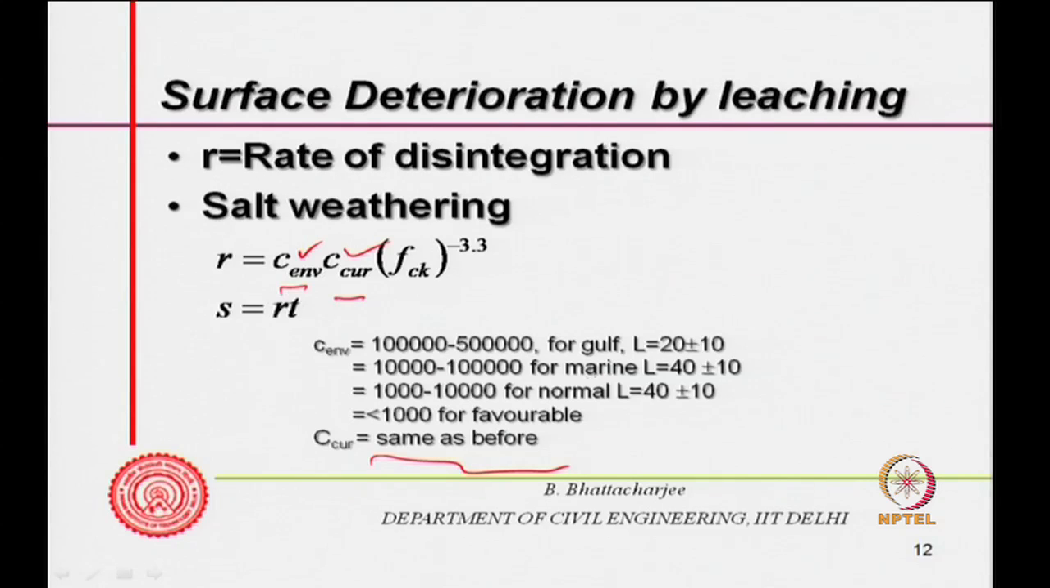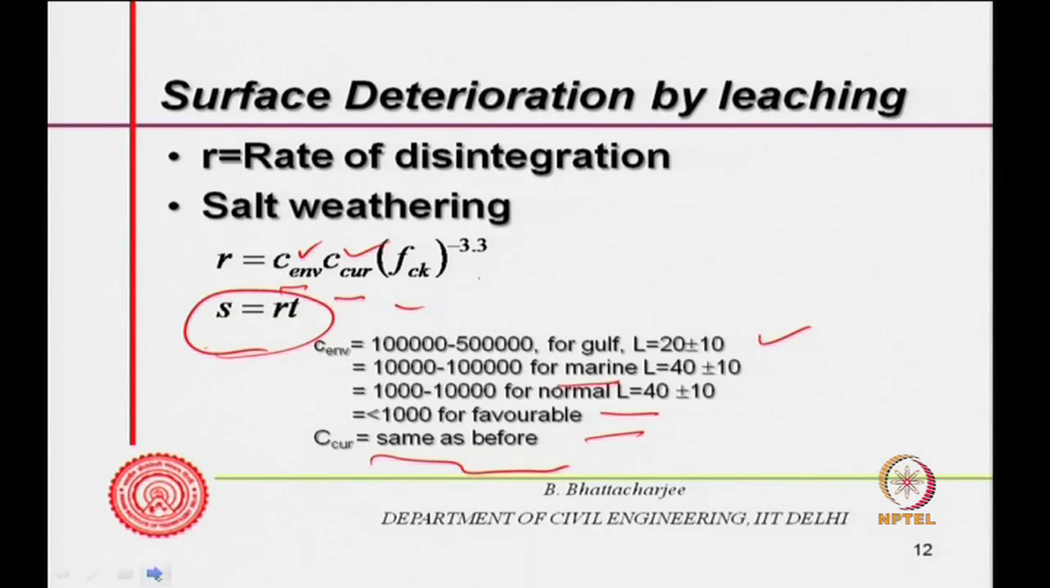So, C environment is given for the Gulf condition, for marine condition, and for normal condition, and this for favorable condition, f_ck to the power 3.3. So, that means the curing condition is important, the same, the better the curing, the less C curing will be. Environment depends upon the marine environment, the Gulf condition, and the leaching, because as you remember, when we talked of seawater attack, we said that the ettringite and the calcium sulfate which are formed are leached out. So, this leaching rate is given by this formula, and S gives you the structurally disintegrated concrete, R into T.